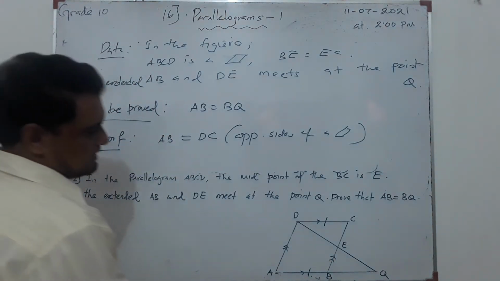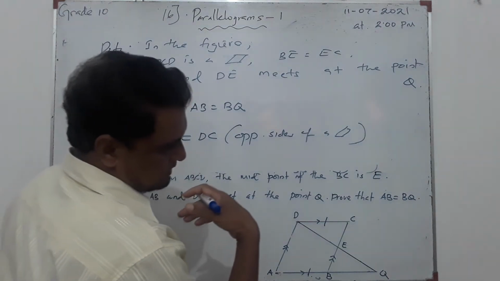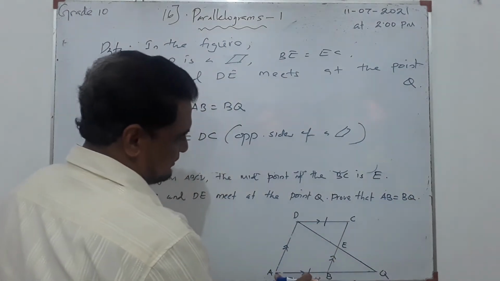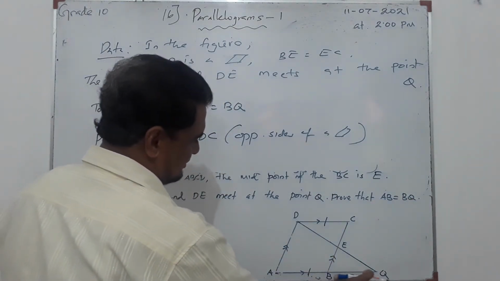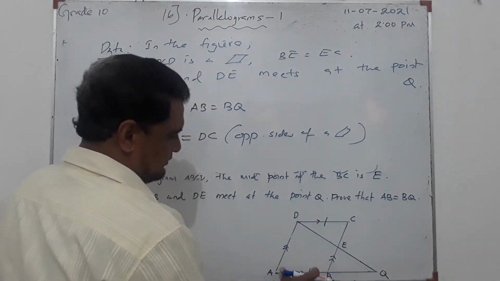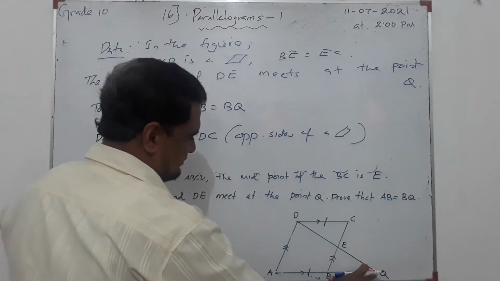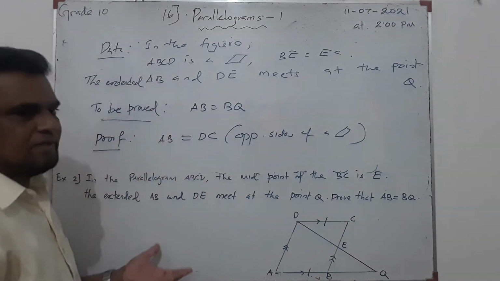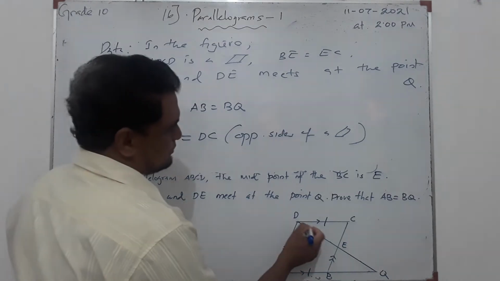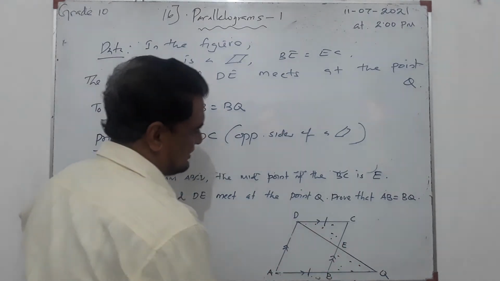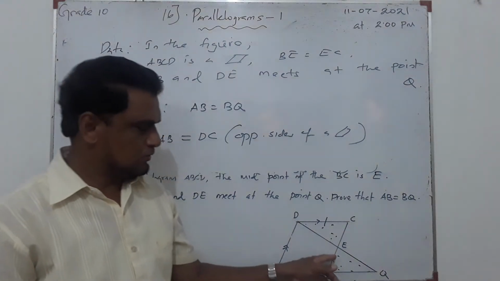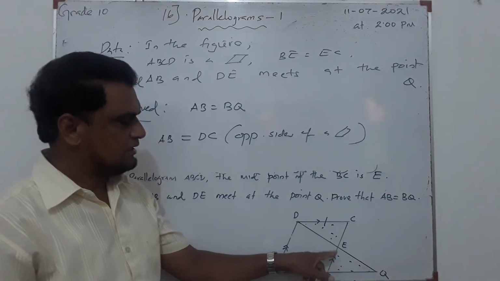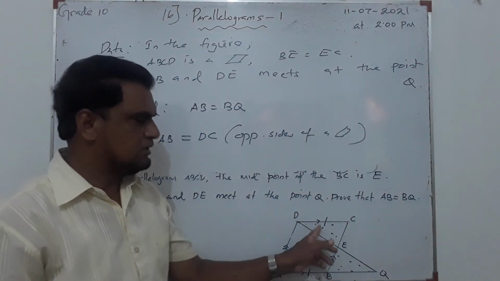Now we need to show that AB is equal to BQ. If you want to show that AB equals BQ, we have to prove that BQ is equal to DC, because DC is equal to AB. Then finally we can come to the decision. So you can choose these two triangles. If you make these two triangles congruent to each other, we can find that BQ is equal to DC.